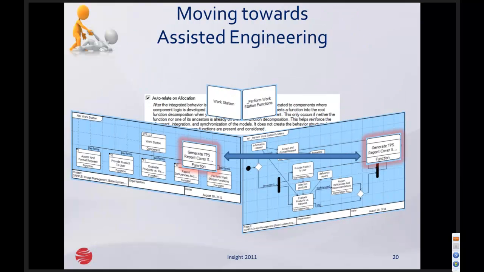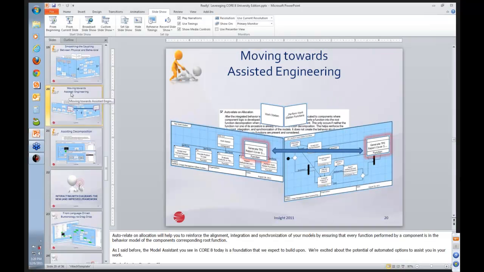So here's where we really start moving towards assisted engineering. The auto-relate on allocation will help you to reinforce the alignment, integration, and synchronization of your models by ensuring that every function performed by a component is in the behavior model of that component's corresponding root function. As I said before, the Model Assistant you see in Core 8 today is just a foundation. So let's take a look real quick at this one in Core. This one's kind of fun.